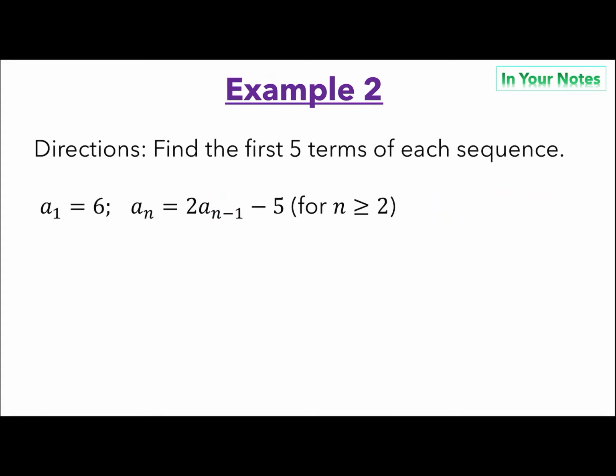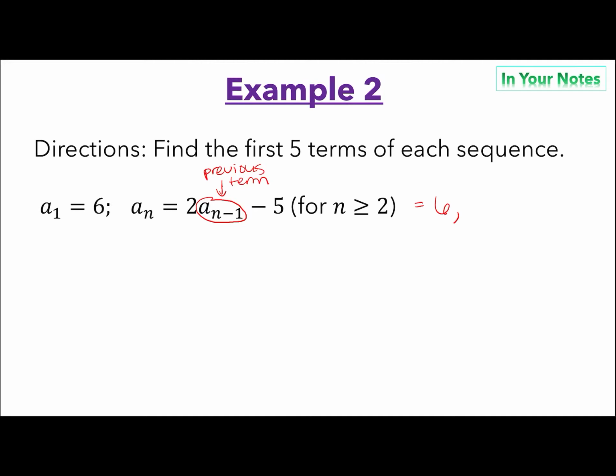All right, example 2, once again, in your notes, copy this down. A sub 1 is 6, and then we have our formula right here. 2 times a sub n minus 1 minus 5. Well, I'm going to write the first 5 terms here. I know my first term is 6. I got to find the next terms. So once again, anytime you see a sub n minus 1, we're going to read that as previous term.